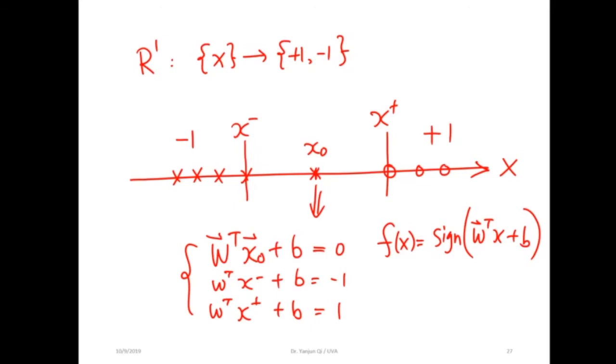When it's larger than 1, it's very sure, and you're going to put it at 1. When it's smaller than -1, it's very, very guaranteed to be in the -1 class.